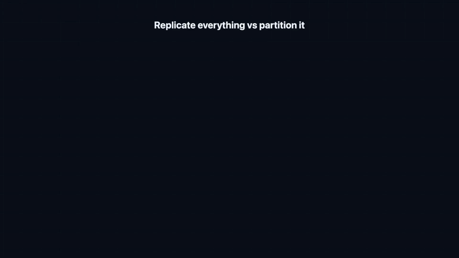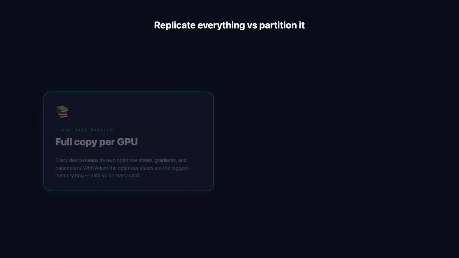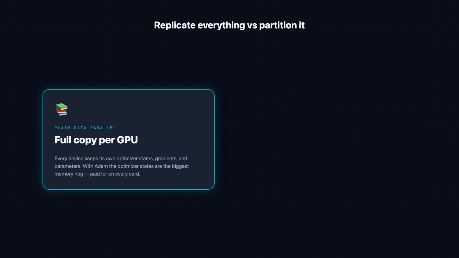To feel the problem, put the old way and the Zero way right next to each other. Standard data parallelism replicates everything. Every GPU keeps its own full copy of the optimizer states, the gradients, and the parameters, and with Adam those optimizer states in higher precision are the single biggest memory hog. Multiply that across the cluster and you're paying for the same numbers again and again on every device.